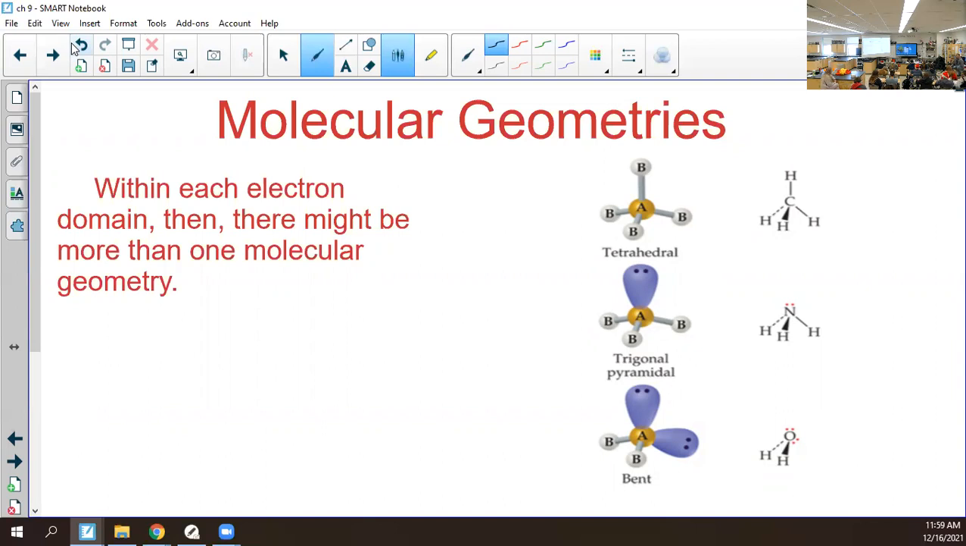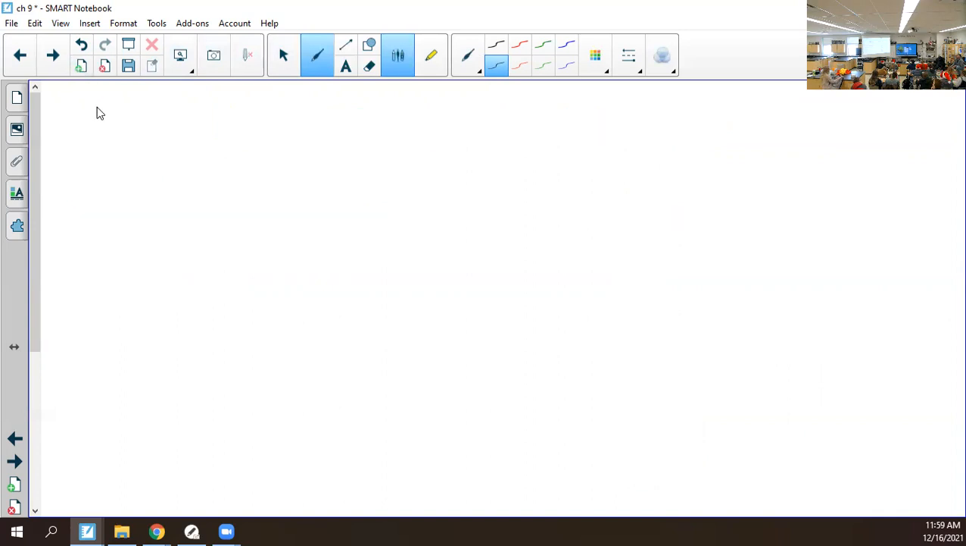Okay. What I would do today is make a table. It's a lot like what we already did, but it's actually a second version of it. So here we go. We ended yesterday right here, I believe, and that was that within each electron domain, there might be more than one molecular geometry. Timeout. Will you tell your partner what an electron domain is?